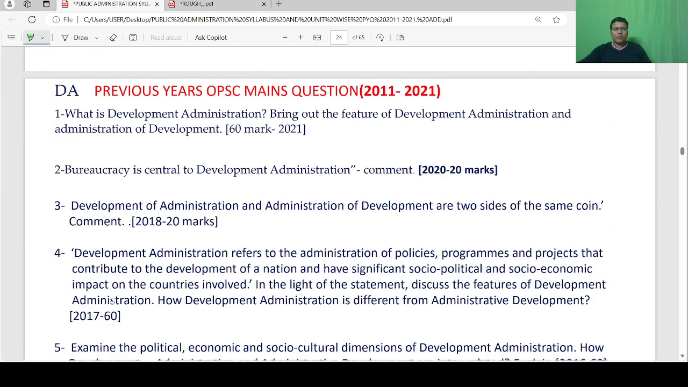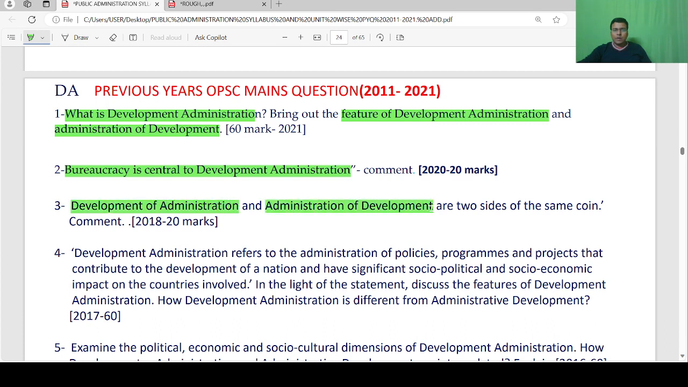If we go through the previous year questions, this year: what is development administration? Features of development administration and administration of development. This is frequently asked every year. Bureaucracy is central to development administration. Bureaucracy and development. Development of administration, administration of development.